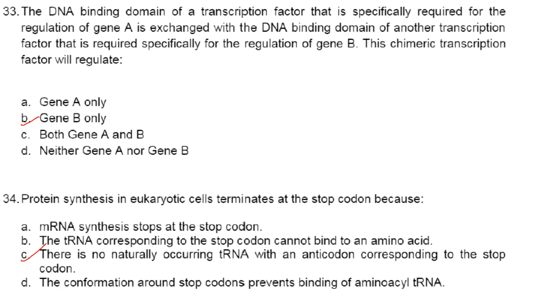Then next one. Protein synthesis in eukaryotic cells terminates at stop codons because there is no naturally occurring tRNA with an anticodon corresponding to the stop codon. So the answer is option C.